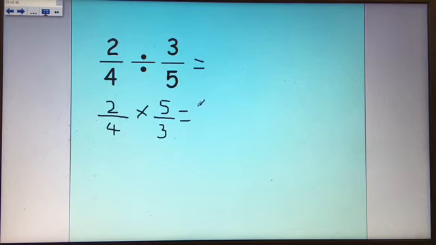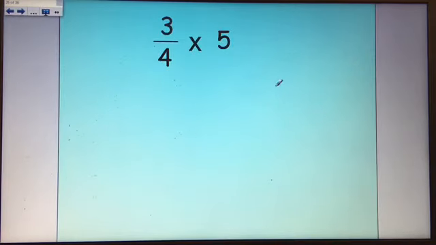2 times 5 makes 10. 4 times 3 makes 12. And like I said, you're going to end up with an amount bigger than you did at the start, bigger than 2 quarters, because you're dividing by a number less than 1. So 2 quarters divided by 3/5 makes 10/12.